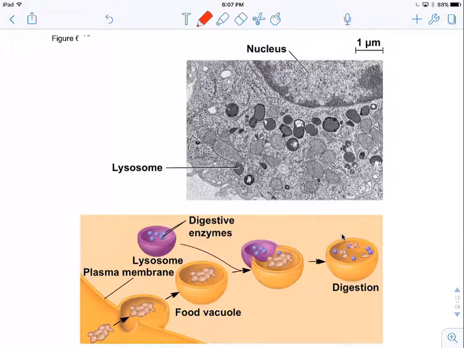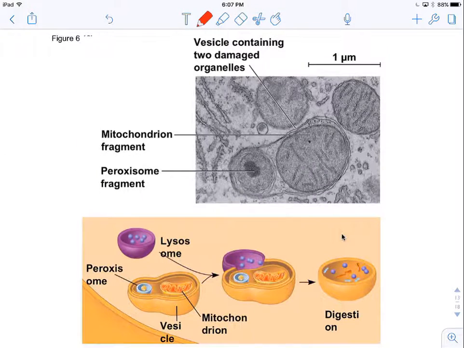So let's see how this looks. So here we have food, yummy, being ingested into a little food vacuole right here. Okay. The food, here's our lysosome. It fuses with the food vacuole, and the digestive enzymes, the little blue blobs, break down the food and digest it. Okay, so that's one function of the lysosome.